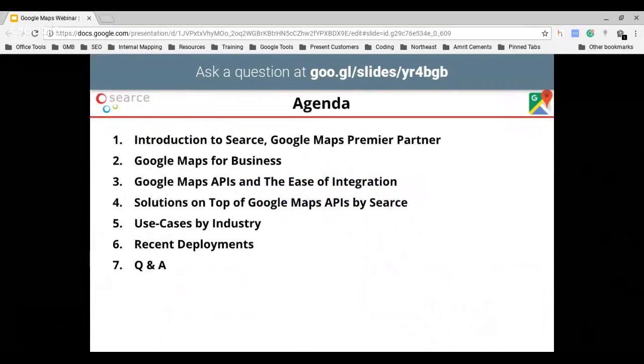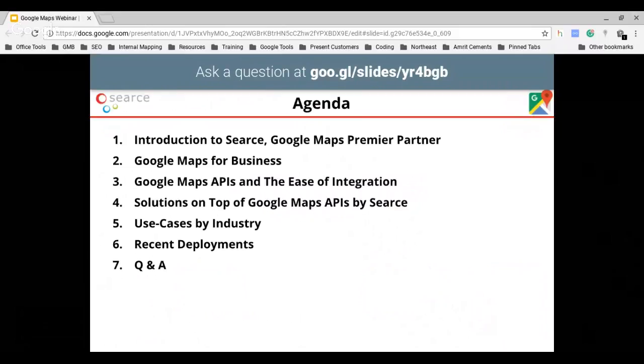So this is the agenda for today. I'll give you a brief introduction to Searce. Then I'll talk about Google Maps for Business and how these APIs can be easily integrated with your services for your customers, for your employees, for your management. Then we'll talk about some solutions on top of Google Maps APIs by Searce and discuss a few use cases specific to your industry, right?